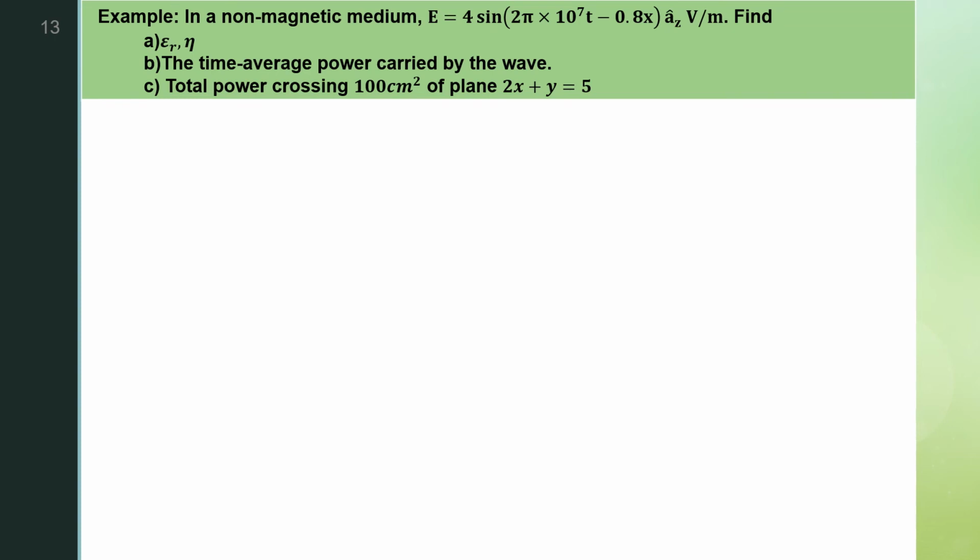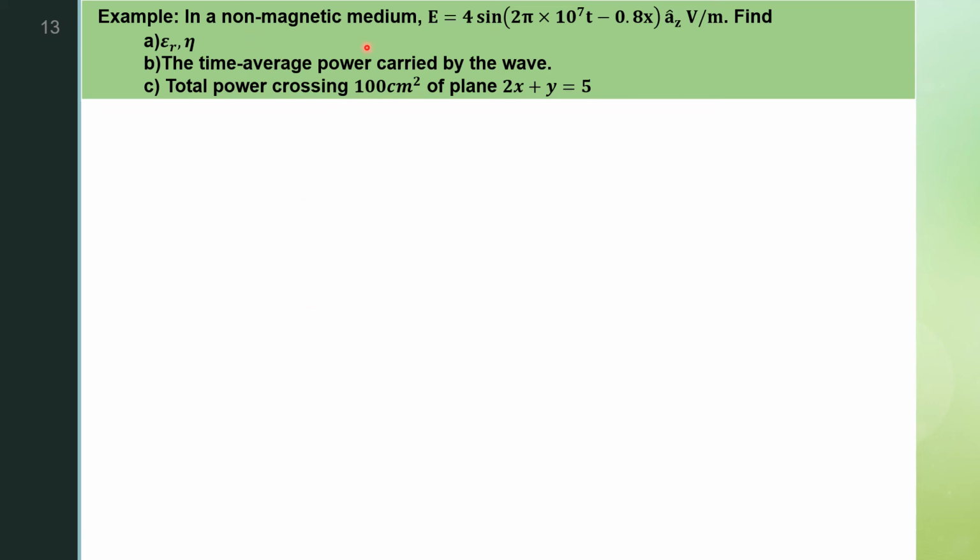So now we have learned some theory, okay? How much is the power carried by the electromagnetic wave? We learned Poynting theorem, we learned Poynting vector, that is actually power per unit area. Then we learned time average power and how to compute the total power. So now let's work out one problem.